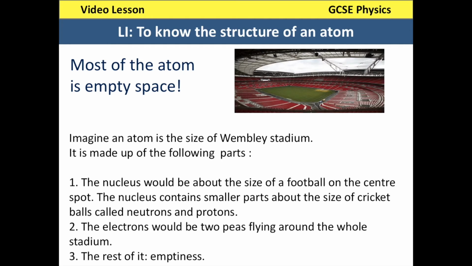The nucleus would be roughly the size of a football on the centre spot if the whole stadium was the atom. The nucleus contains smaller parts about the size of cricket balls called neutrons and protons. The electrons would then be two peas basically flying around the whole stadium, around the outside edges of the seats. The rest of it will just be empty space.